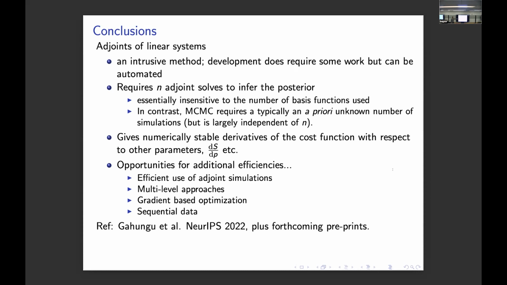And of course, we haven't talked about it here, but there are lots of efficiencies that we could exploit. So multi-level approaches, and more clever use of the adjoint systems, because we can solve them all back in time to where the first observation is and reuse those simulations for the next set as we go back through the different observation operators. So we can reuse much of the simulation information. Gradient-based information, etc. Okay, so that's everything I want to say.